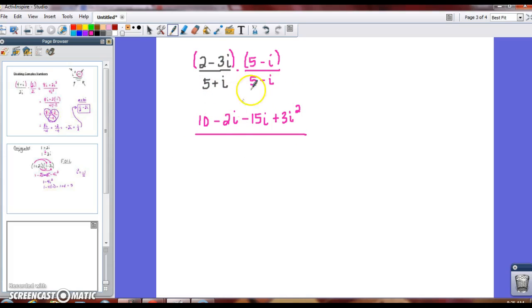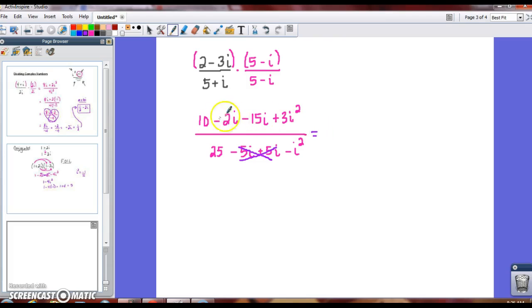Now let's go to the bottom. We're multiplying conjugates together. 5 times 5 gives me 25. Multiply your outer terms, you get negative 5i. Multiply your inner terms, you get positive 5i. Multiply your last two terms, you get negative i squared. The beauty of conjugates is that these middle terms are always going to cancel each other out. That's why you use conjugates, because you're trying to get rid of the i. That is always going to be the case when you're multiplying conjugates together.